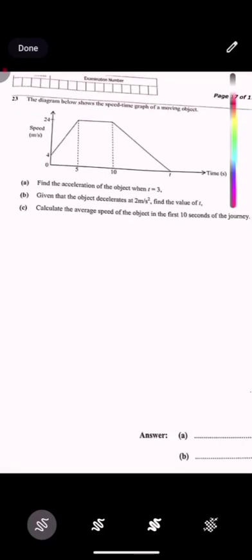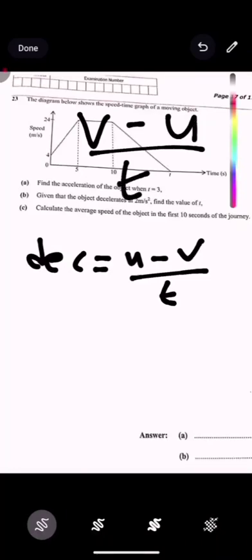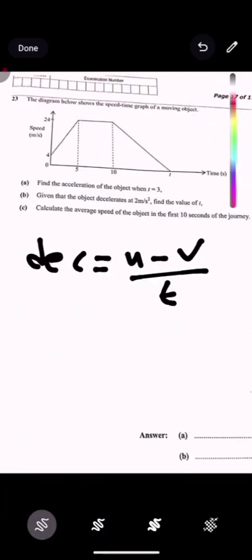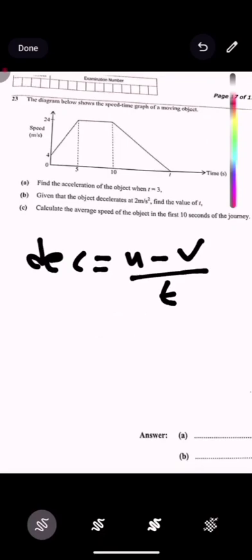B, given that the object decelerates at 2 meters per second squared, find the value of t. Okay, also this one, deceleration is equal to u minus v over t. Remember, acceleration, I said v minus u over t. Deceleration, you just reverse. This goes here, this goes here. U minus v. But again, there are different ways of solving deceleration. You can also use negative acceleration, v minus u over t. Okay, but make sure that the method you use is valid. Me, I like this one.